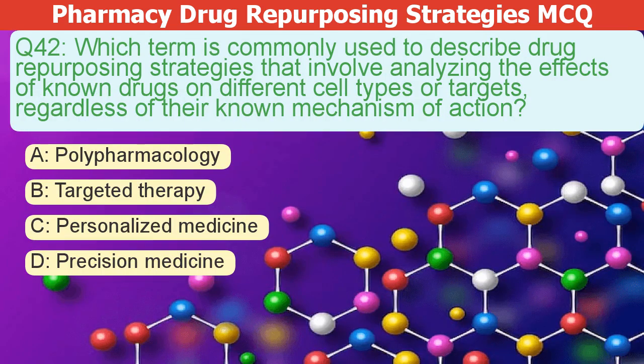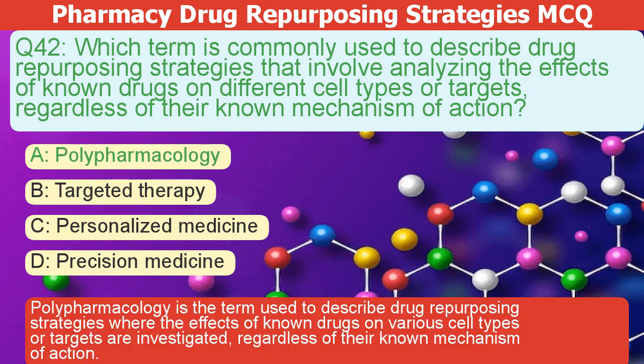Which term describes drug repurposing strategies analyzing a drug's effects on different cell types or targets, ignoring its known mechanism? A. Polypharmacology. B. Targeted therapy. C. Personalized medicine. D. Precision medicine. The correct answer is A. Polypharmacology is the term used to describe drug repurposing strategies where the effects of known drugs on various cell types or targets are investigated, regardless of their known mechanism of action.